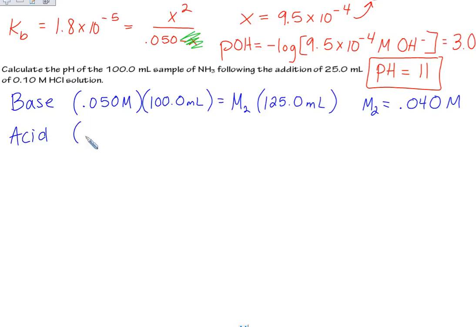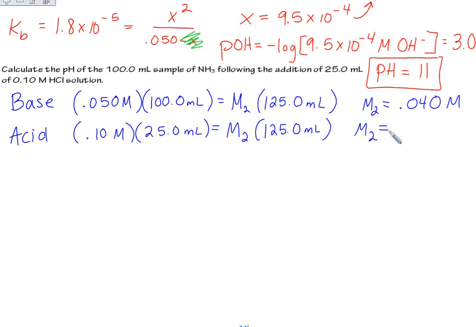Then we'll do the same thing with the acid. The original acid is 0.1 molar. Originally, we have 25 milliliters. I want to know the new molarity at 125 milliliters. M2 comes out to 0.020. Nice.